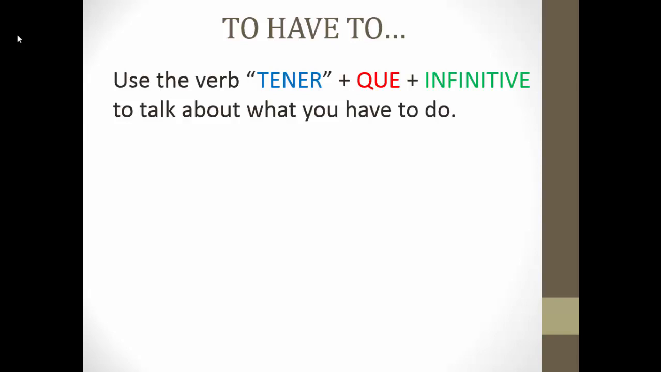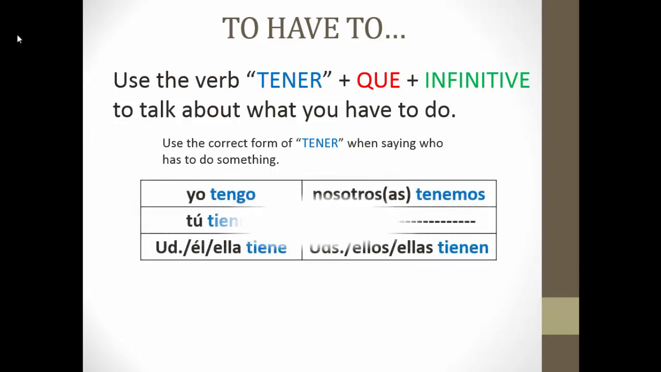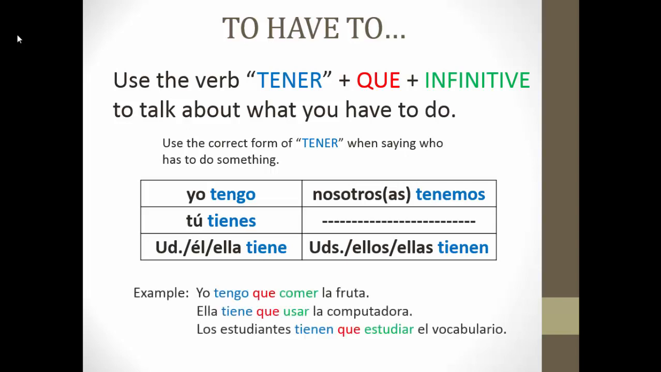Remember, we use the verb tener plus que plus an infinitive to talk about what people have to do. So instead of saying what they have, we use this formula to say what they have to do. You use the correct form of tener when saying who has to do something. Don't forget our forms are yo tengo, tú tienes, usted, él, ella tiene, nosotros, nosotras tenemos, and ustedes, ellos, ellas tienen. Here are some examples of how to use tener plus que plus an infinitive.